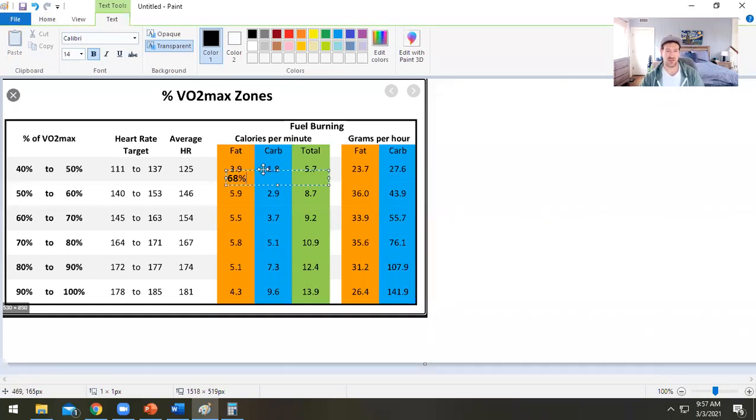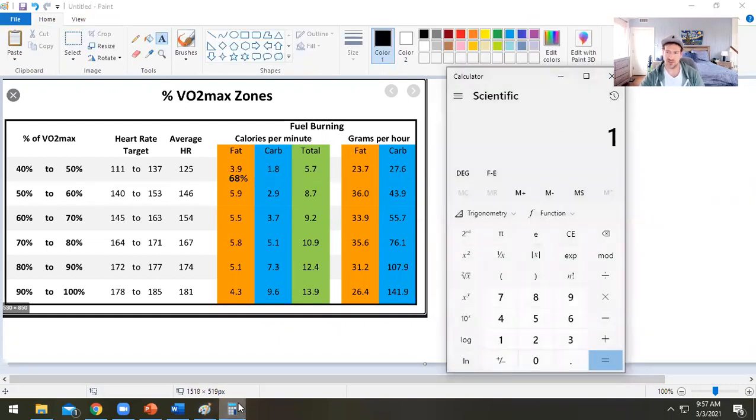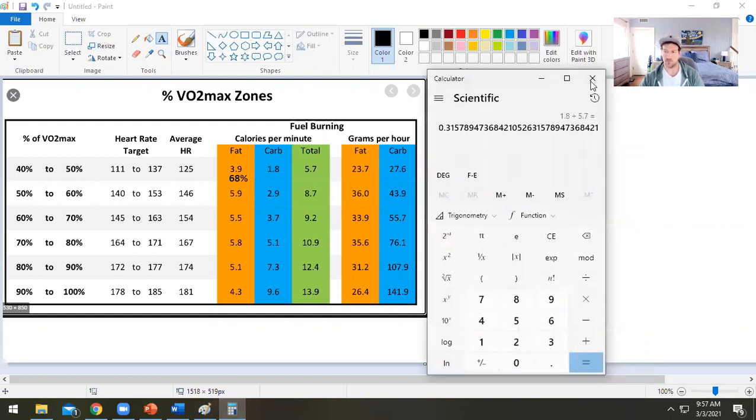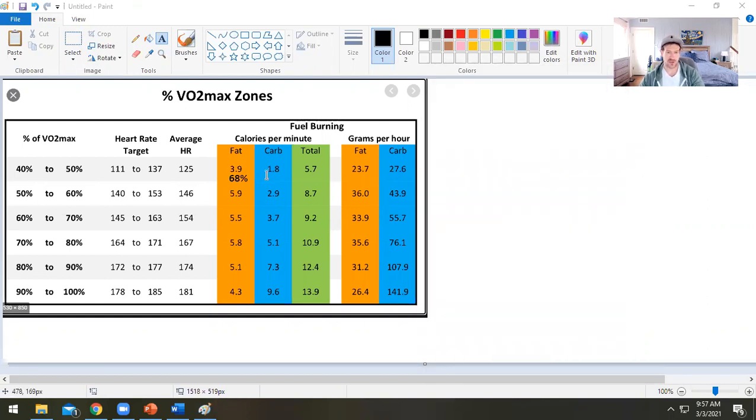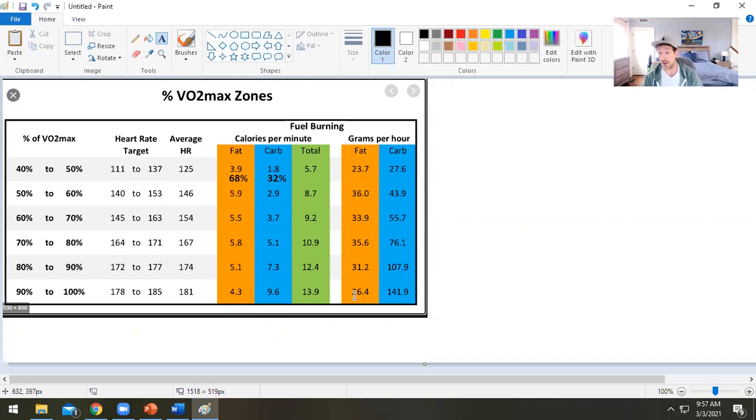And here, that's 1.8 divided by 5.7, which is 32%. So that's 32%. Okay, so now, there we go, right? That's a 60-30 split. So yeah, very much the fat burning zone, right? We'll round this down and just call it a 70-30 split, right? That's great in terms of percentages, right?